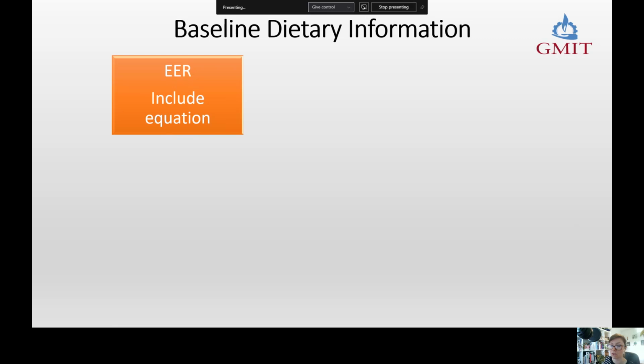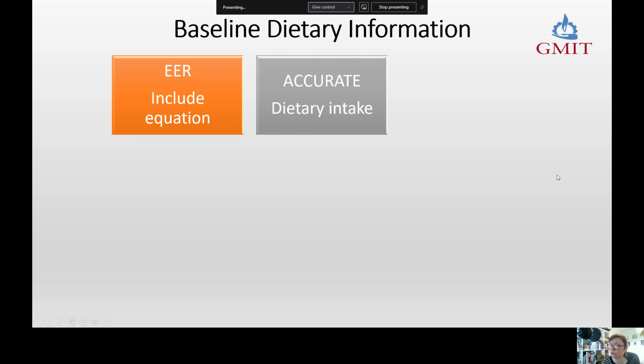Unless your participant is overweight, then the Mifflin-St Jeor equation may be more appropriate. If you have percentage body fat information, then I would use McCardle-Katch or Cunningham. So make sure you calculate estimated energy requirements. It's such a fundamental of a dietary intervention.